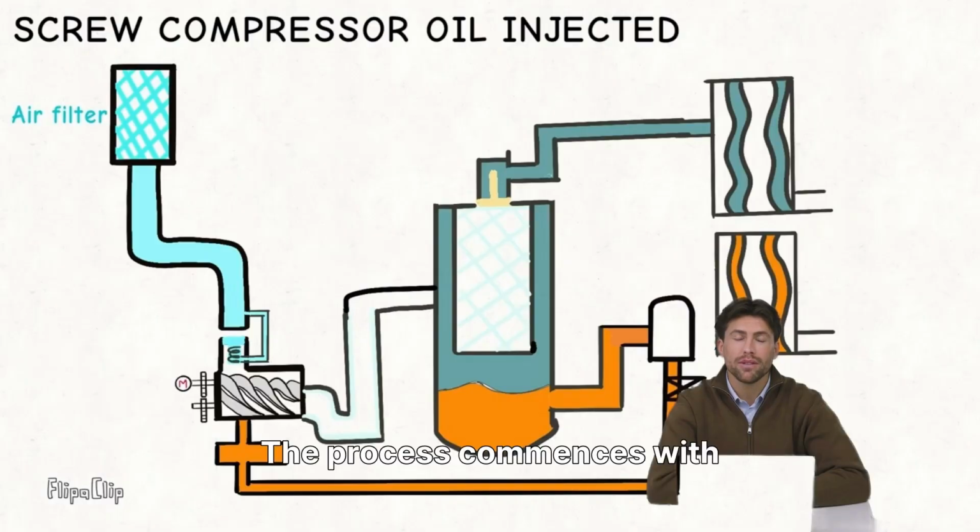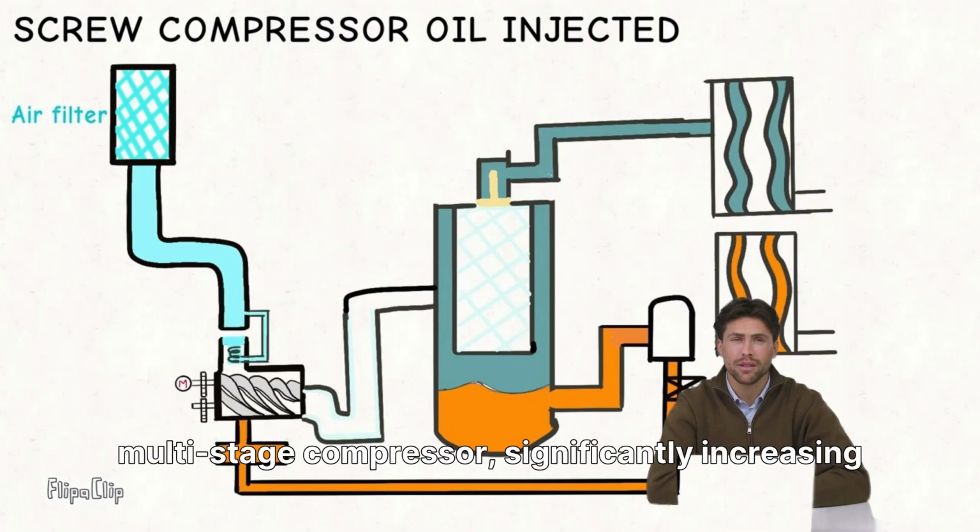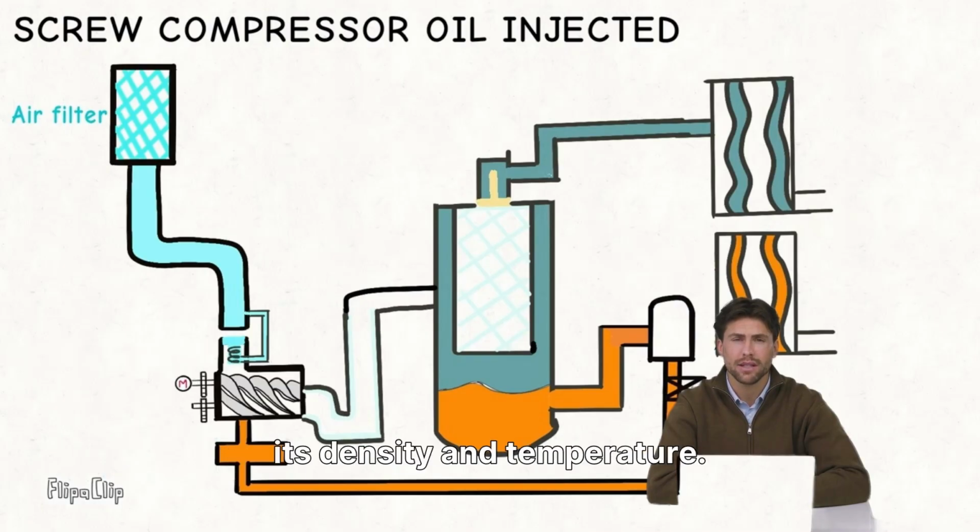The process commences with atmospheric air being drawn in through intake filters. These filters are essential for removing particulate matter like dust and any moisture present in the air, ensuring a clean input. Following filtration, the air is compressed to a pressure of 6 to 7 bar in a multi-stage compressor, significantly increasing its density and temperature.